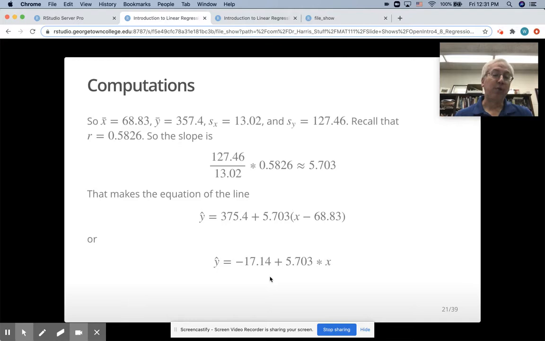So I'm keeping 4 significant digits. I'm not keeping a consistent number of decimal places. I'm keeping 4 significant digits consistently through this part of the calculation. So that's our approximate line of best fit that describes the relationship between high temperature and volume.